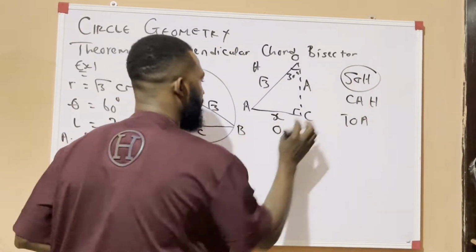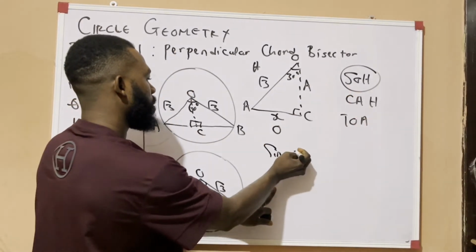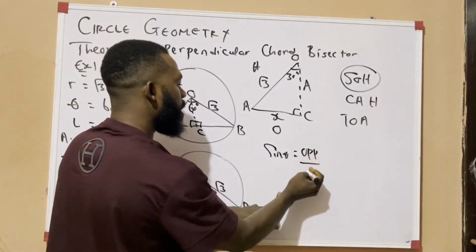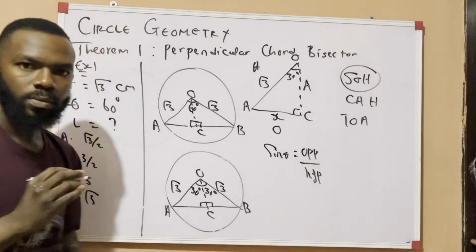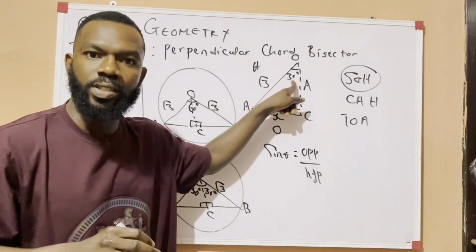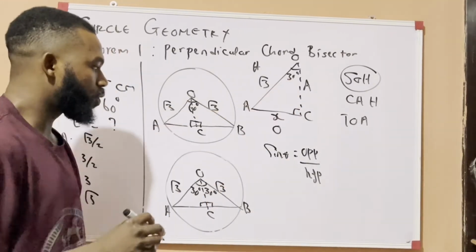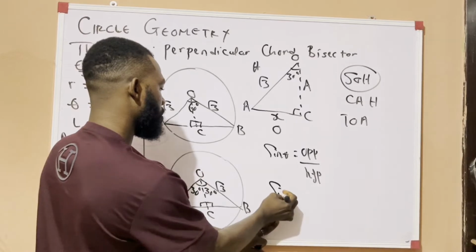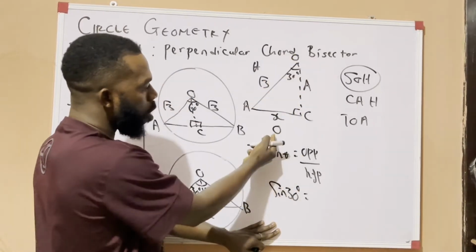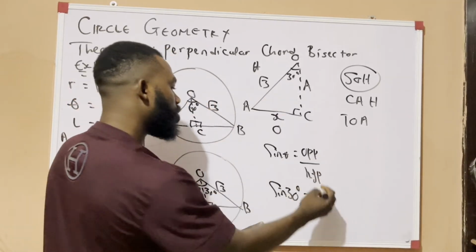So I'll come here. S means sine theta is equal to O, opposite, over hypotenuse. Don't forget, the theta we are using now is 30 degrees. That is the angle here. We are not using this angle, we are using 30. So here becomes sine 30 is equal to opposite. What did I say is the opposite? Opposite is X. X over hypotenuse, which is root 3.